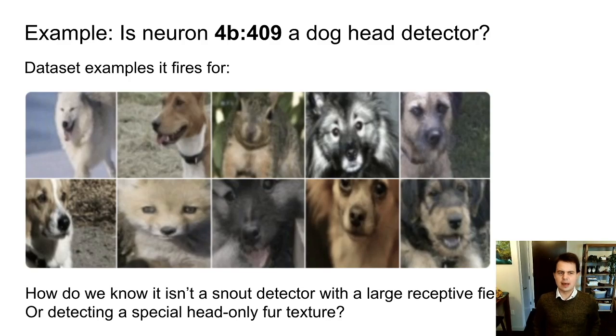So just as an example, there's a neuron in Inception V1, mixed 4B409. And a question you might ask is, is it a dog head detector? If we look at examples that cause the neuron to fire strongly, it certainly seems like it could be a dog head detector. Those are all dog heads. But there are some other explanations you could have. You could imagine it being an eye detector. Maybe it's a dog eye detector. Certainly you're not going to see a dog eye without a dog head. Or maybe you could imagine there being some special kind of fur texture that is actually what's going on. So how do we know that's not what's going on? Well, it's a good question.